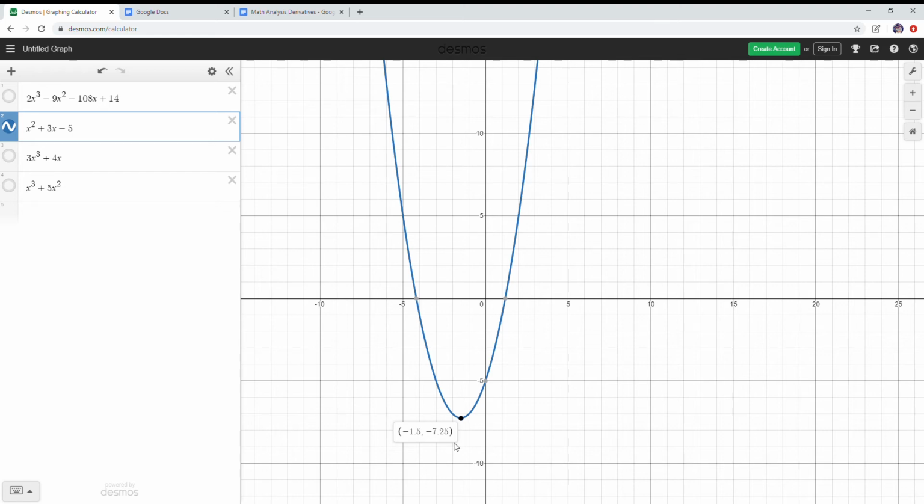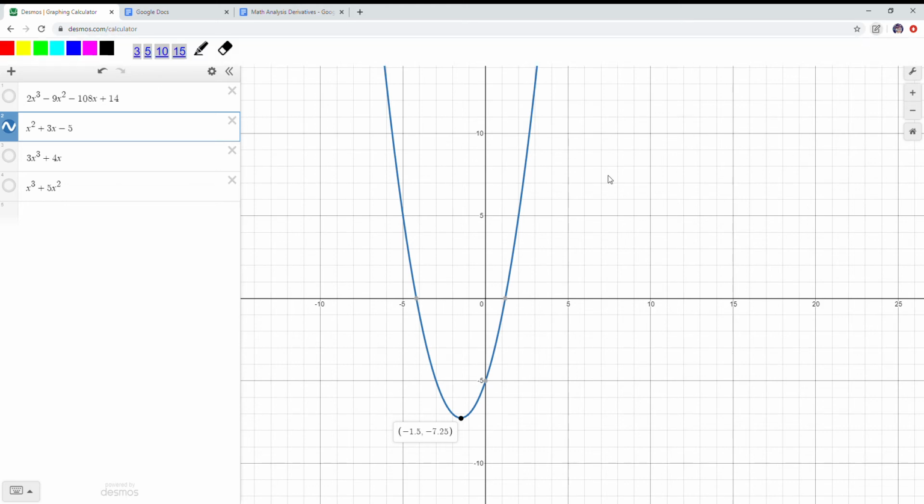So this is the kind of equation where if we were to find a derivative of this, x squared plus 3x minus 5, the one that's highlighted here on the left of your screen, negative 1.5 for an x value, if we were to plug that into our derivative, we would get a slope of 0. Now to show this off a little bit, I'm going to find the derivative of this equation, step by step using our derivative methods.